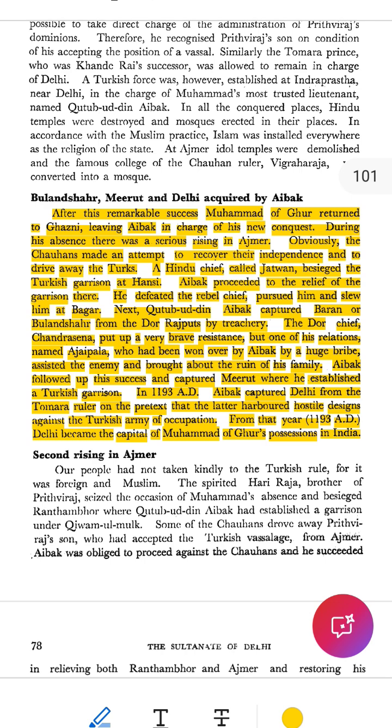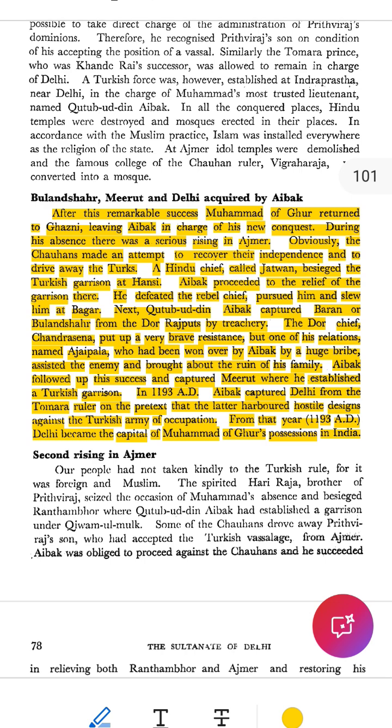Here is a deep, detailed, and simple summary of the events described in the passage about Qutb-ud-Din Aibak's expansion after the Second Battle of Tarain. Background. After the Second Battle of Tarain, 1192, where Prithviraj Chauhan was defeated, Muhammad of Ghur returned to Ghazni, his homeland in present-day Afghanistan. But he left his trusted general Qutb-ud-Din Aibak in charge of the newly conquered areas in North India.